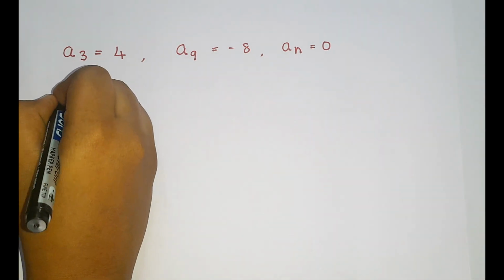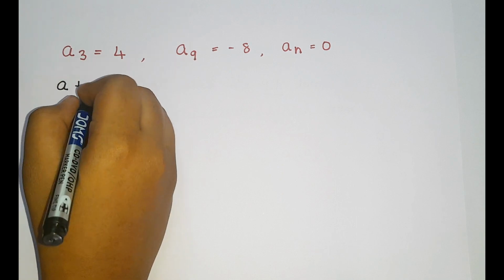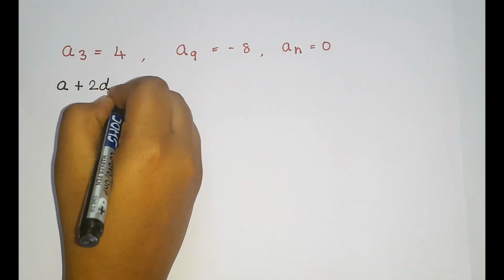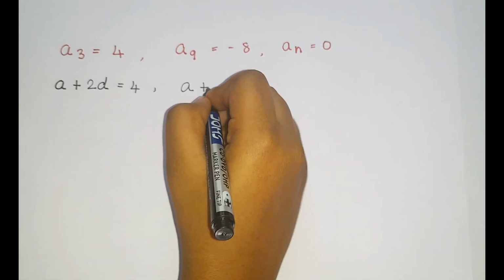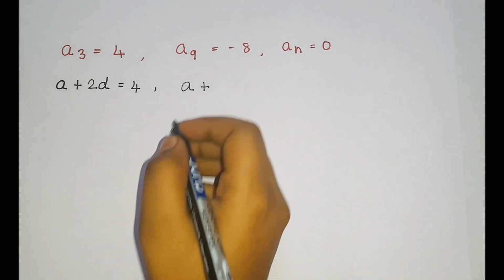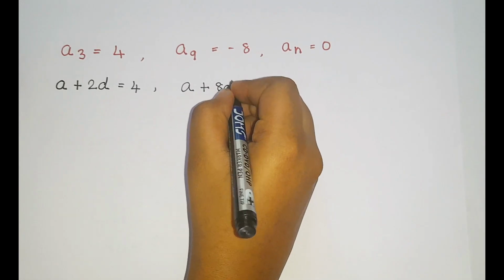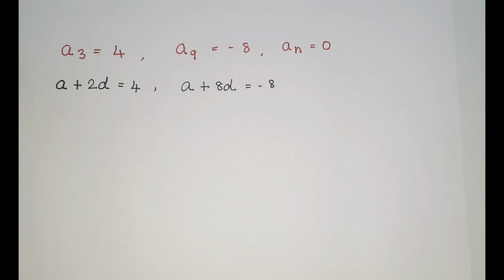So I can actually write it like this. A plus, the previous number of 3 is 2, so 2d is equal to 4. And here also A plus. Before, what is the previous number of 9? The previous number of 9 is 8, so 8d is equal to minus 8. Okay, so we can actually write it like this.